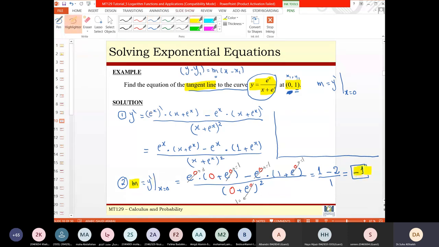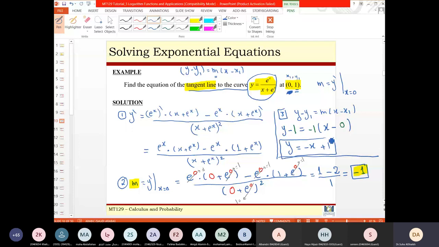This is my m. So I remain with step number 3 now, to find the equation. The equation is y minus y1 equal m times x minus x1. Already I have everything. So y minus y1, which is 1, equal to the m, which is minus 1, multiplied with x minus x1, which is 0. So my equation is y equal to minus x plus 1, and this is the equation of the tangent line.